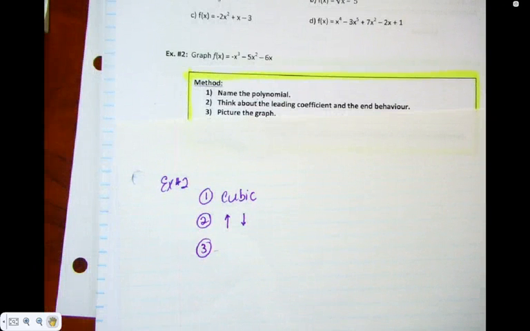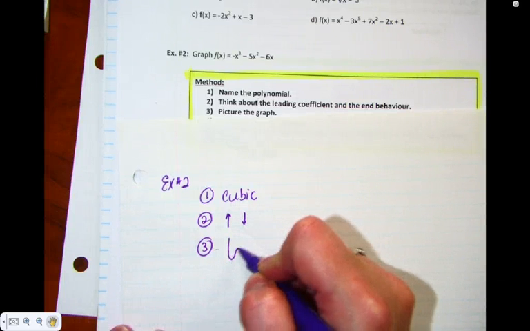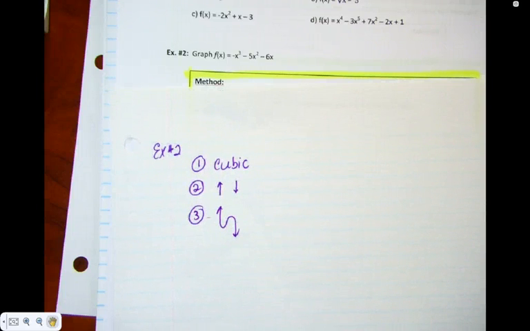So what does it look like, a cubic that has this end behavior? Well, it's got to come from the top, max and min, and then go to the bottom. Again, I wouldn't write any of that. That's just to put in your head what the graph's going to look like before we start. The actual work is just intercepts.